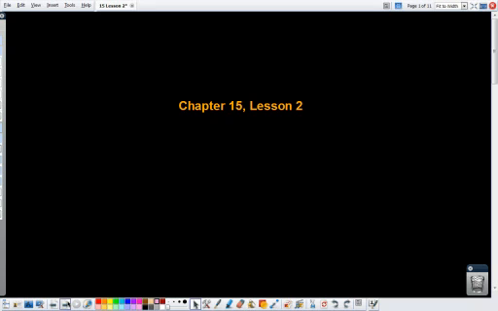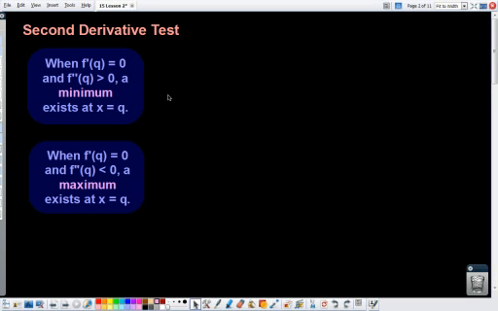If we're just looking for the max and the min, this is a little faster way than doing that number line. So here is how the second derivative test works. So we have two rules. The first being that when we have f prime of q equal to 0 and f double prime of q is greater than 0, we have a minimum, and that minimum exists at x equals q. And a maximum exists at x equals q when f prime of q equals 0 and f double prime of q is less than 0.